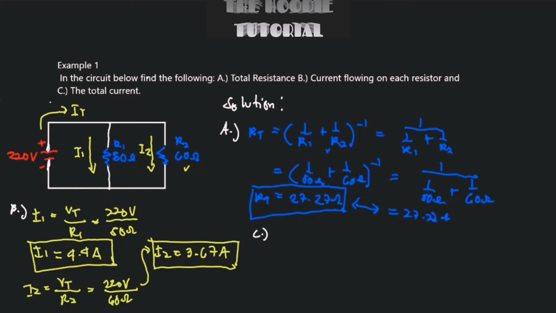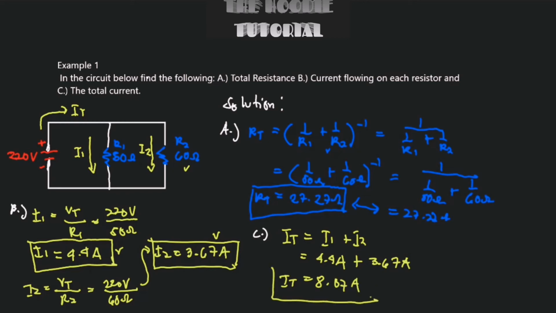Okay, the total current, so it's easy. For the total current we just need to add I1 and I2. So IT is equal to I1 plus I2. Putting all the values, we have 4.4 amperes plus 3.67 amperes. Therefore, we are going to have IT equal to 8.07 amperes. So that would be our total current.